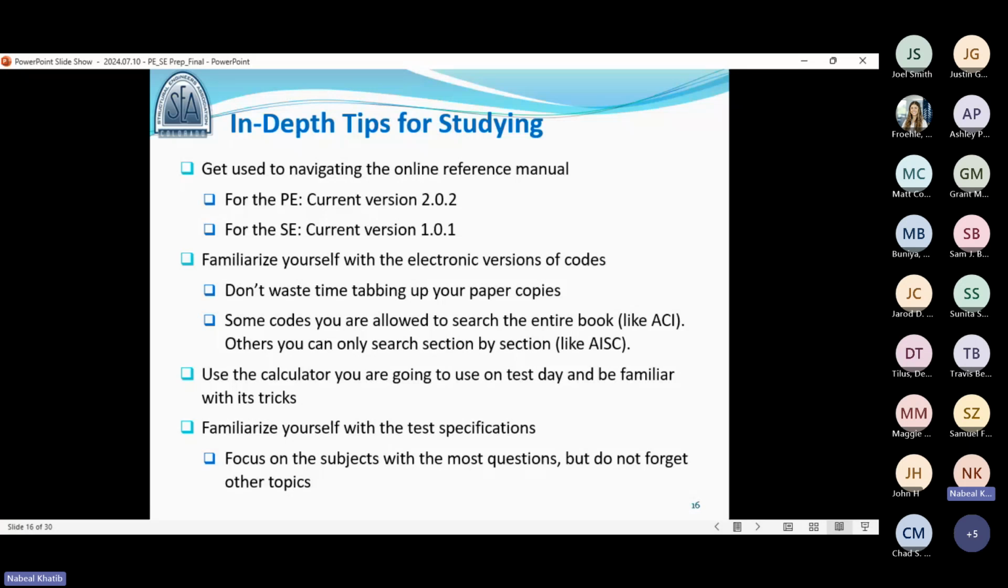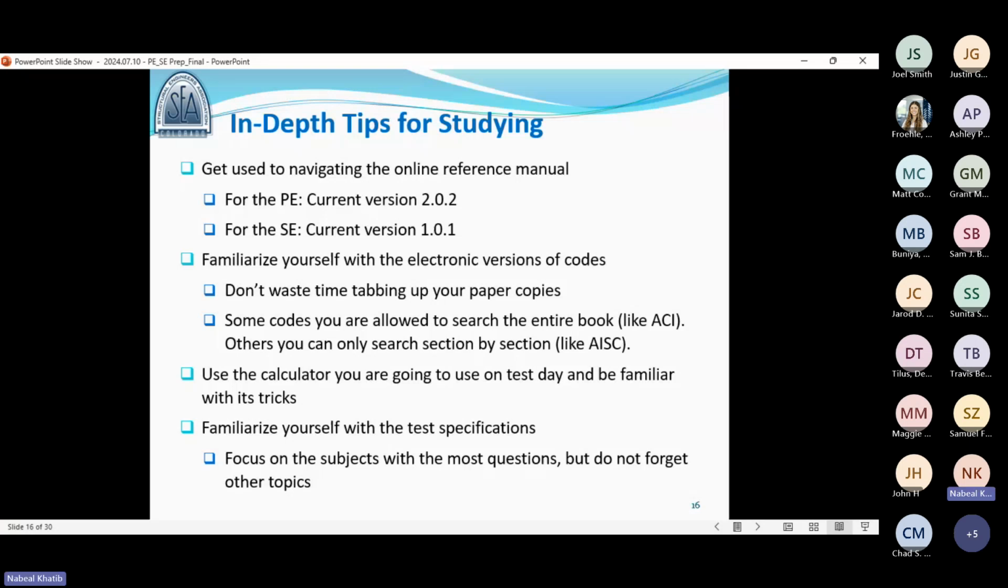Okay, let's talk in depth about tips for studying. Get used to navigating through the reference handbook, whether for the PE or the SE. Right now, with the new changes, the current version for the PE exam is 2.0.2, which everyone is familiar with. I will be sharing that screen with you here in a bit. For the SE exam, it's going to be version 1.0.1.